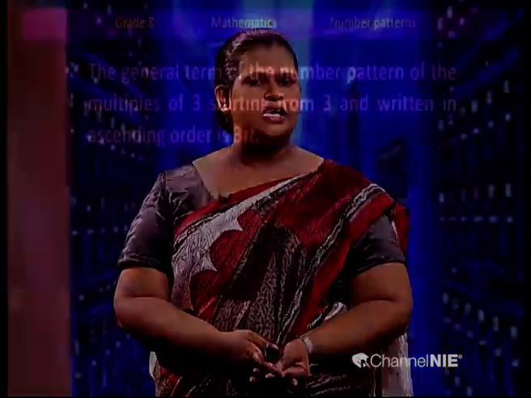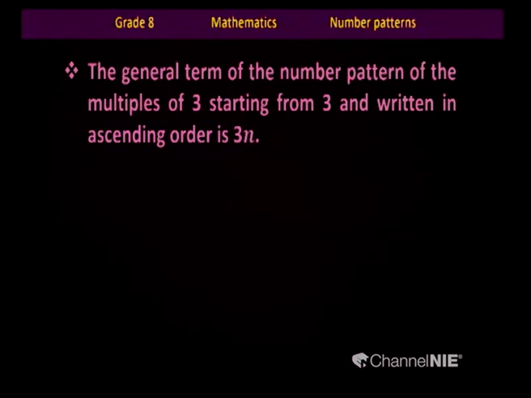Right. I have told you the general term of the number pattern of the multiples of 2 starting from 2 and written in ascending order is 2n. Then what can you say? What is the general term of the number pattern of multiples of 3 starting from 3 and written in ascending order? We will see. We can use the same method to find its general term. So, we can observe the general term of the number pattern of the multiples of 3 starting from 3 and written in ascending order is 3n.